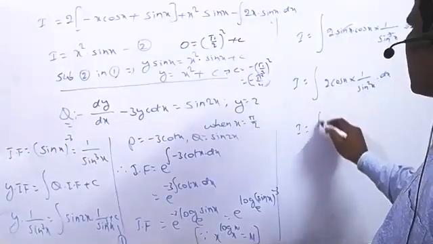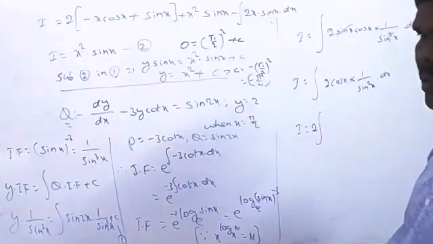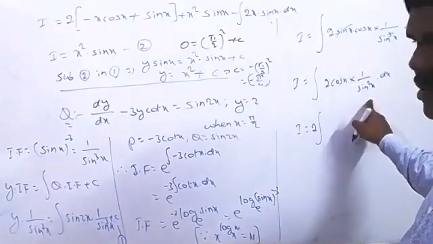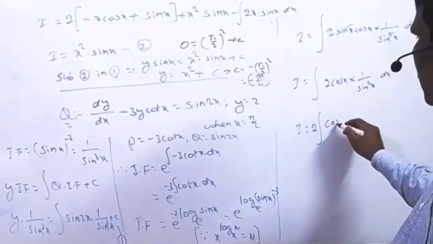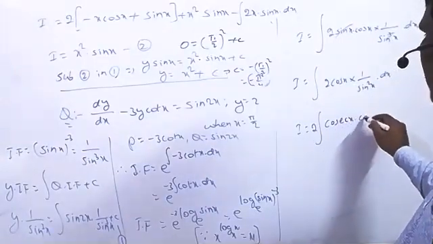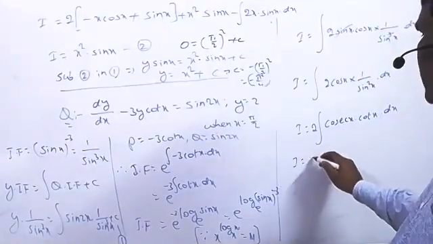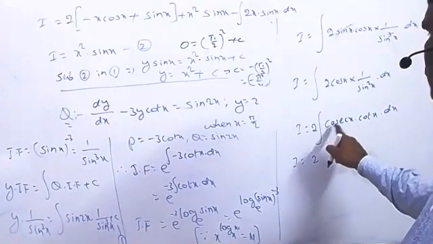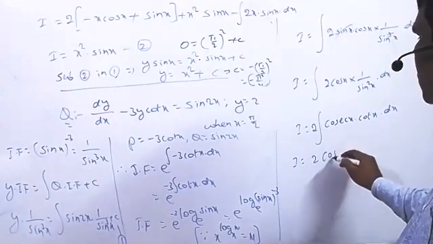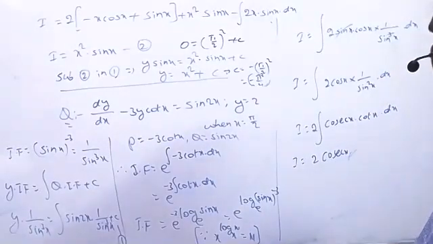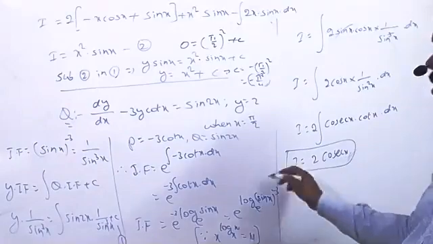This you can write clearly now. The 2 you can take outside as a constant value. So cos by sin x into 1 by sin x also you can take. Integration of cosecant x into cot x dx. This directly equals 2 into integration of cosecant x cot x, which equals cosecant x, so cosecant x plus c. Now this value you can substitute directly.